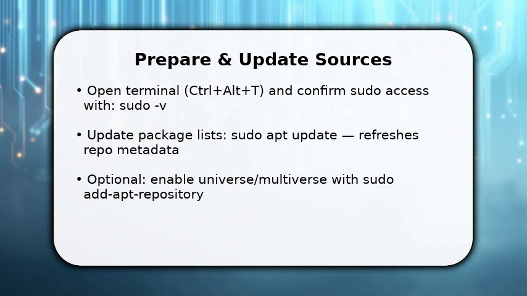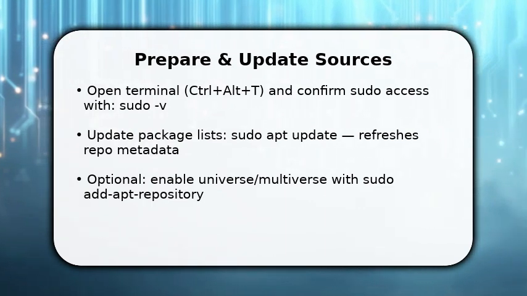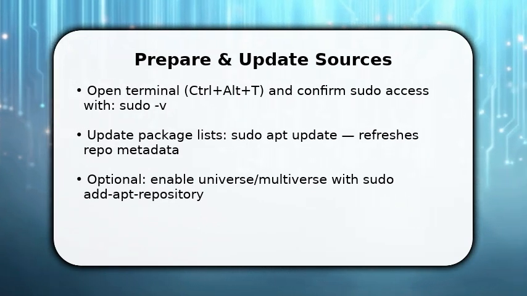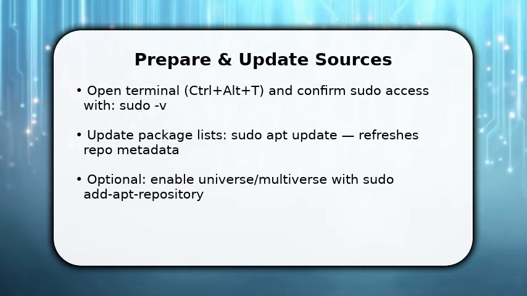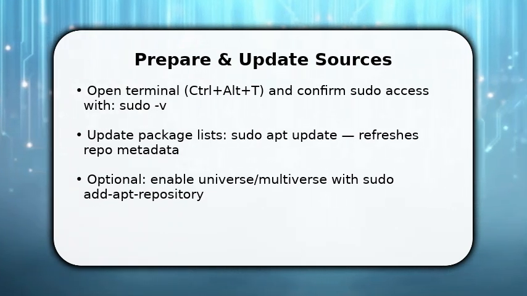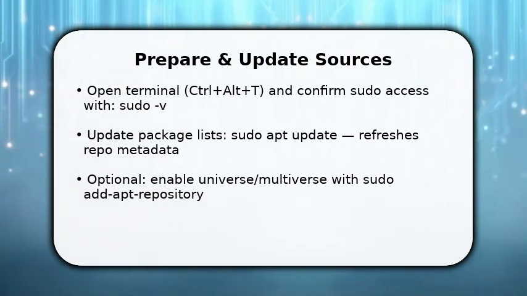Make sure repositories you need are enabled. Add apt repository universe or multiverse if necessary. You do this now because without updated metadata, apt upgrade may miss security or kernel updates. This step ensures the rest of the process works against current package info.